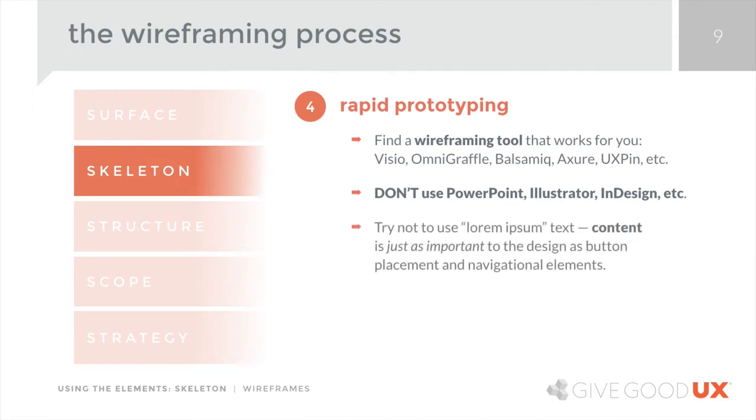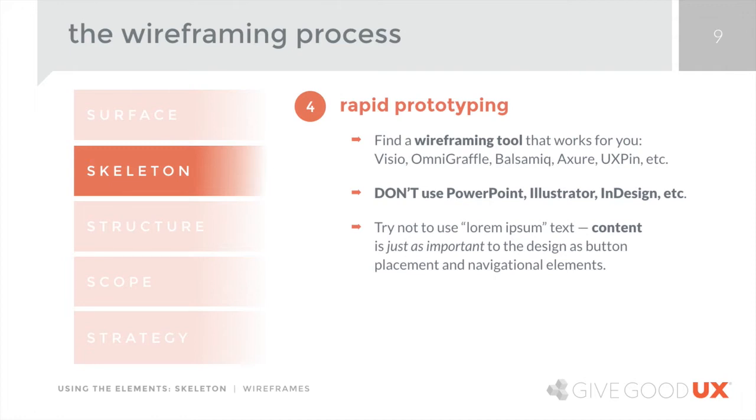Next, try not to use lorem ipsum text, okay, which is placeholder text. If at all possible, you want to be working with the actual content, the actual words, the actual labels, the actual fields, buttons, etc., that are going to exist on the screen. Content is just as important to the design as your button placement and your navigation elements and all that stuff. So anytime you're working with real words, real labels, that's the way you want to go.